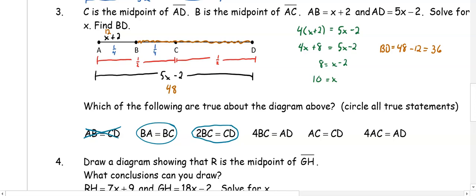4BC equals AD. So 4/4 is equal to the whole segment, which is true. AC is equal to CD. Well, AC is half the line, CD is half the line. That's true. And then 4AC is equal to AD. Well, AC is half the line, so 4/2 is going to be too much. So that's also not true.